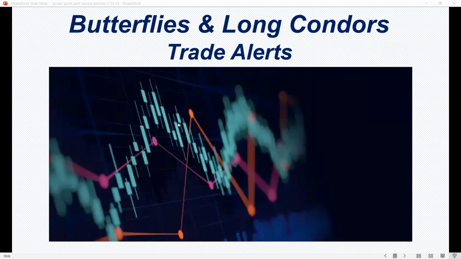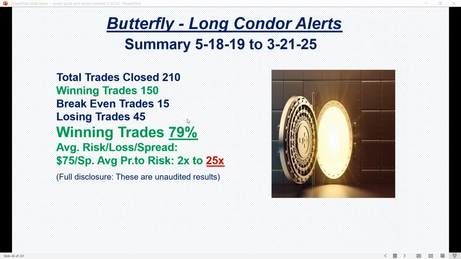Boom. And here are some trades that we just have recently done. These are butterfly long condor. Somebody asked about the difference between a condor and an iron condor. So these are all long condors. I started sending these out back in May of 2019, and through yesterday, we've had 210 trades closed out, 150 winners, 15 break even, 45 losers, high winning percentage, 79%.